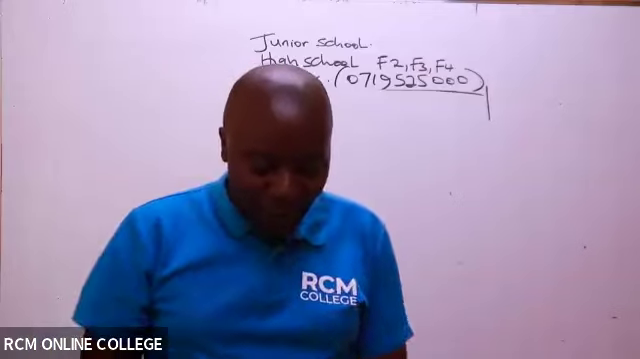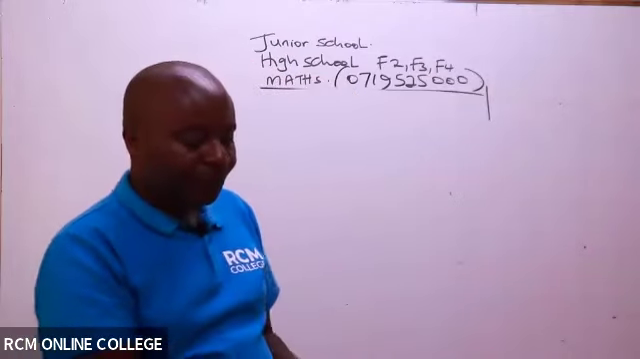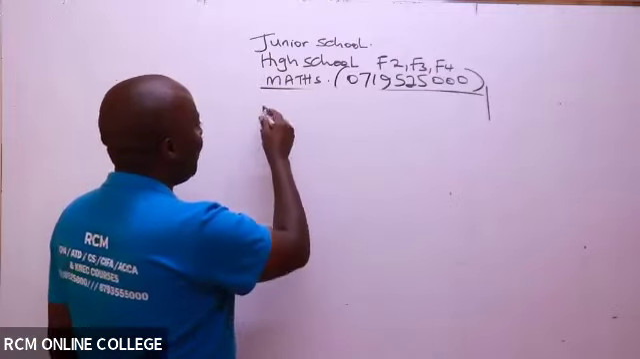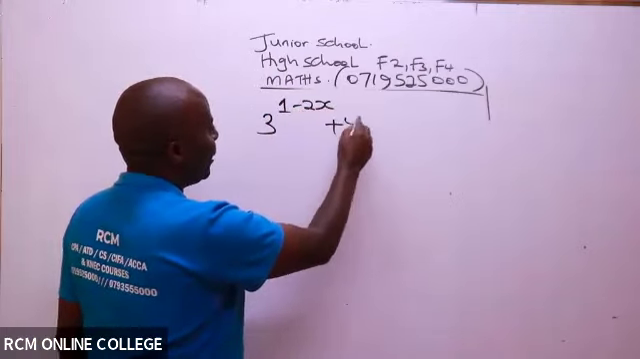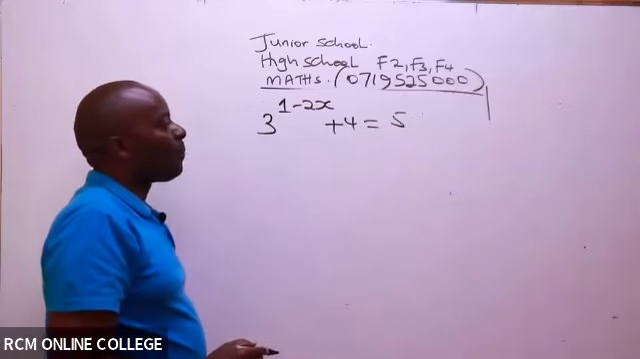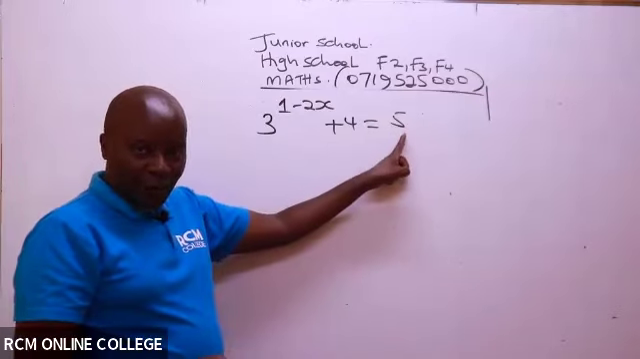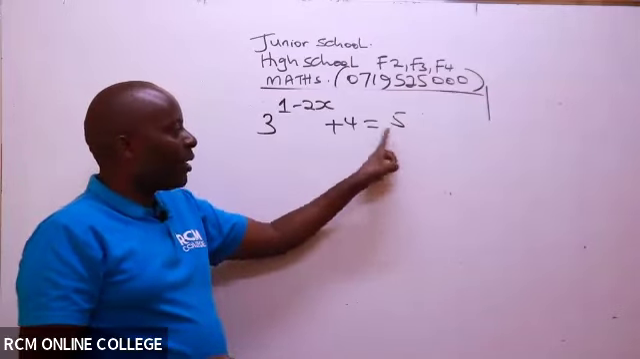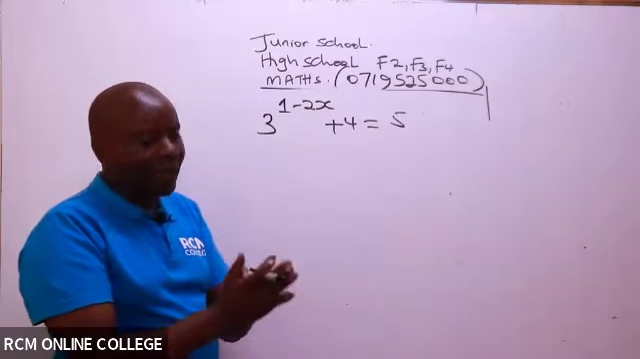Now, second approach of looking at this. So we have here 3 raised to 1 minus 2x plus 4 equals 5. So of course I know this is a constant and this is a constant. Look at this, my students. Constant and constant, so they are like terms. Let me put them together.